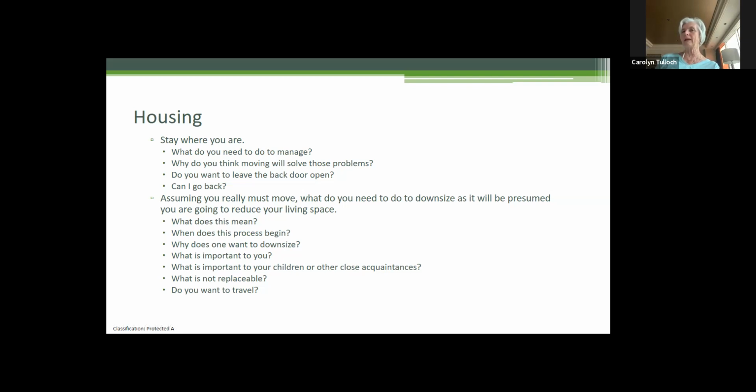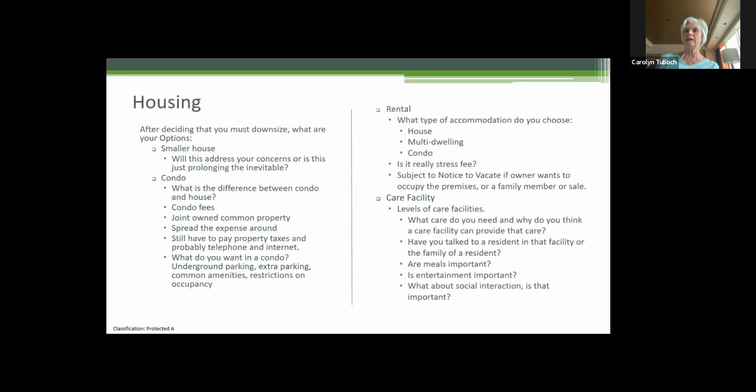So if you've made the decision that you can no longer remain living in your current home, then you have some options available. Should you move into a smaller house? Does this really address your concern, or does this just prolong the inevitable? The second option might be a condo. People like that idea. They say, well, I'm safe and sound in my condo.